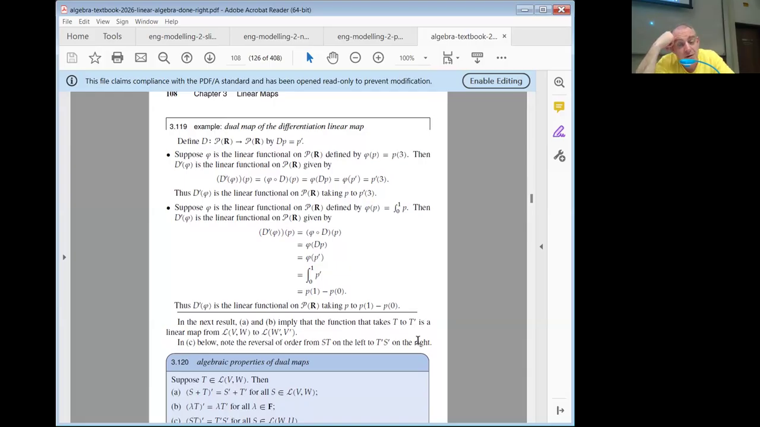So differentiation, yep. Suppose phi is a linear functional defined by phi of p is evaluating p at 3, that's what this says. Then D dashed of phi is the linear functional given by p dashed of 3. Okay.